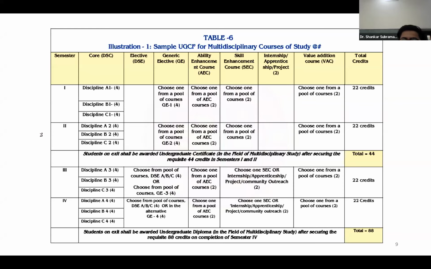And we have a GE, generic elective, as an option instead of a discipline-specific elective. So the generic elective paper will be apart from the specific elective papers. Then the distribution of 22 credits is in the form of AEC, SEC or apprenticeship, and the VAC courses. Same structure repeats for semester 4 also. And at the end of semester 4, the student accumulates 88 credits and is eligible for an undergraduate diploma before he or she exits. Ma'am, shall we move on to the next page?